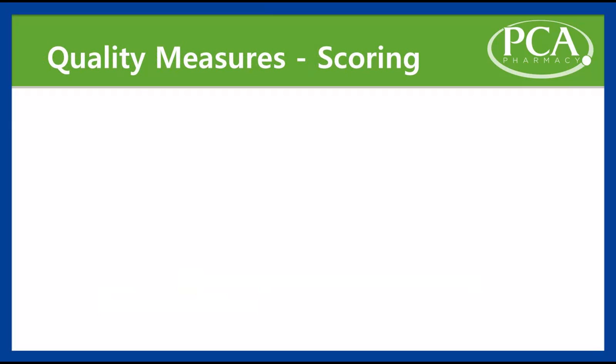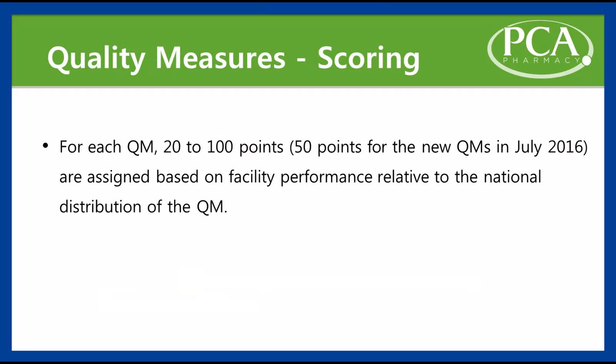When we talk about scoring for quality measures, each of the quality measures is scored anywhere from 20 to 100 points. The new quality measures in July use 50 points. And they're assigned based on a facility's performance relative to the national distribution of the quality measure. When we talk about health inspection scores, which was the first domain that's used for the 5-star system, it's based on a comparison with the state. With the quality measures, it's based on the national distribution.